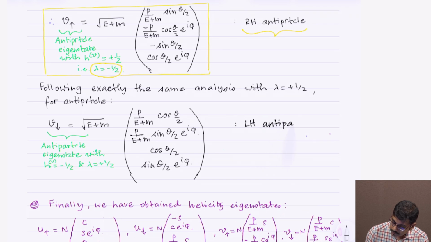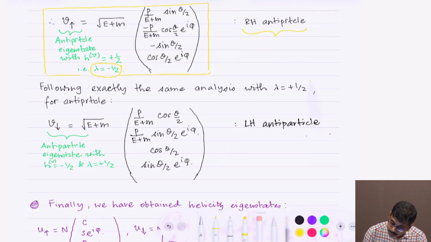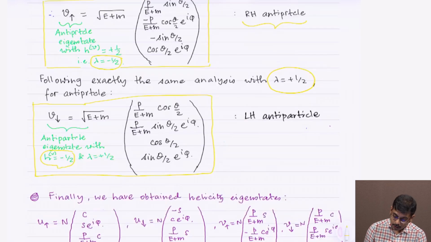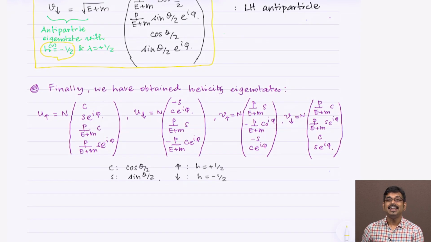this solution is obtained for the left-handed antiparticle. How do we get the solution? This has to be obtained from the lambda equal to plus half solution, which actually gives you hv is minus half. So that's how this nomenclature is v down, and this is this quantity. So with this exercise, you have once again gotten 4 helicity eigenstates: u up, well, I should not draw this arrow just not to confuse you with the up and down state, so you have u up, you have u down.